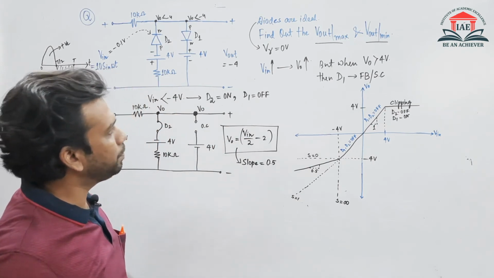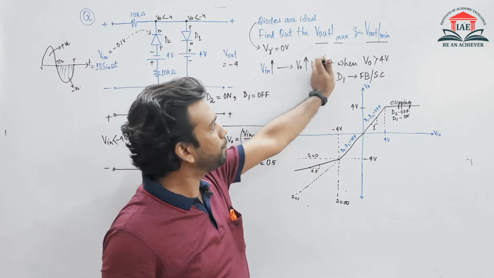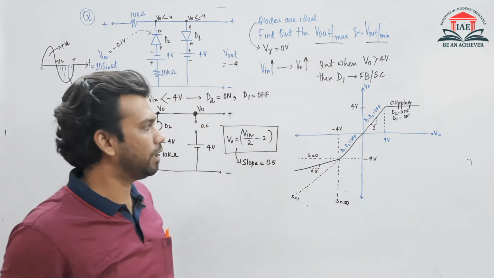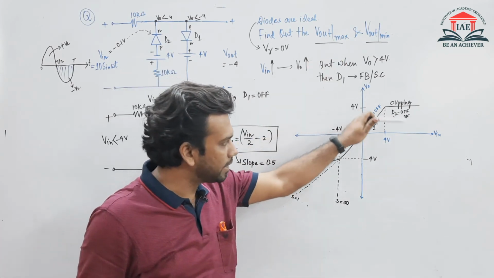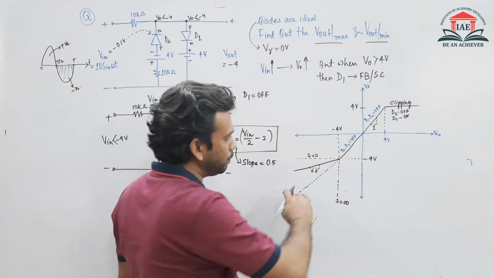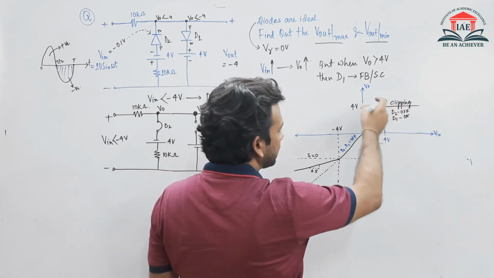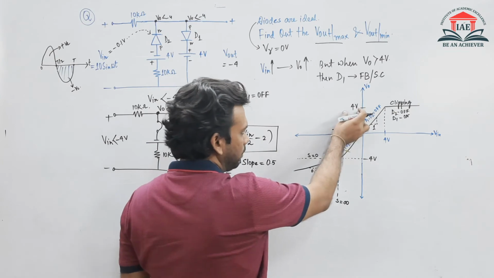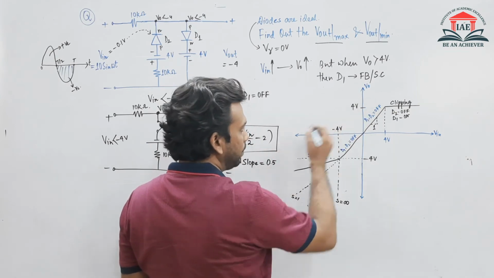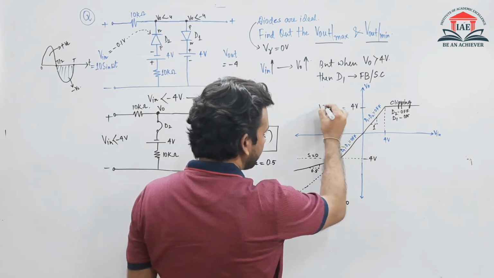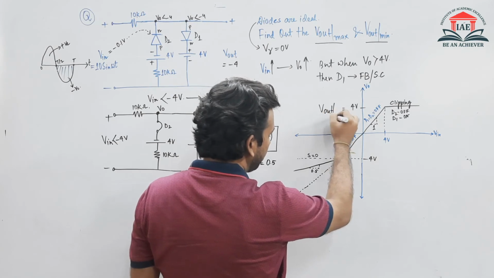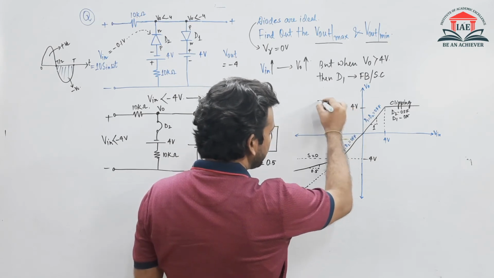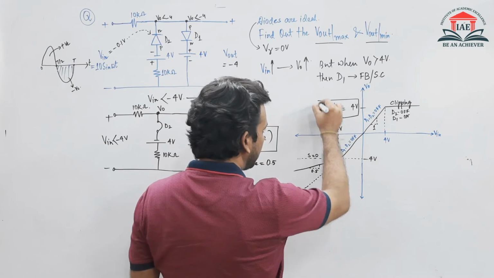Now मुझे क्वेश्चन में पूछा गया था कि आउटपुट वोल्टेज का मैक्सिमम वोल्टेज क्या होगा. So from this characteristics you can see that आउटपुट जो वोल्टेज है उस वोल्टेज का मैक्सिमम वोल्टेज क्या है? 4 वोल्ट. 4 volt is the maximum voltage. So this is the one answer, V out maximum.